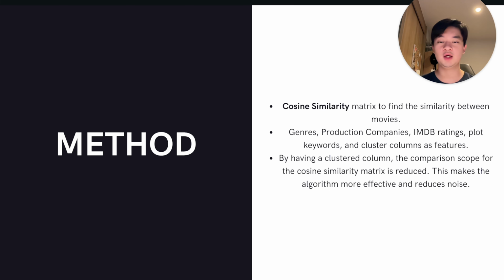The method that we use for the pre-processing for the model is cosine similarity. So it's a cosine similarity matrix. We used it to find similarity between the movies, and the two fields that we used were the plot keywords and the genres.